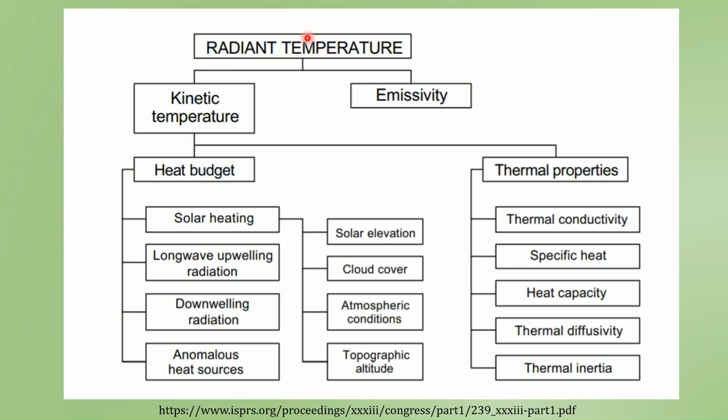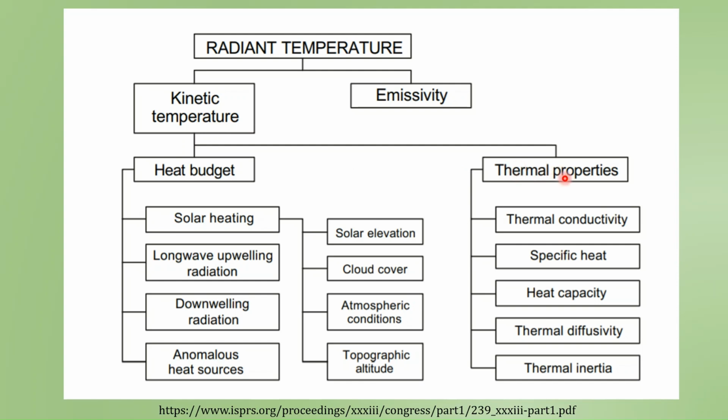So, the radiant temperature of an object depends on the kinetic temperature as well as the emissivity of the object. We will cover emissivity in more detail in the latter part of this video, and the kinetic temperature of any object depends on two main parameters, heat budget and thermal properties.